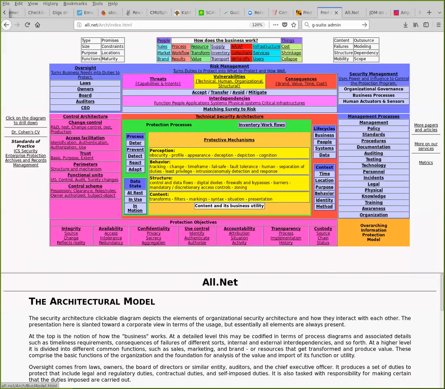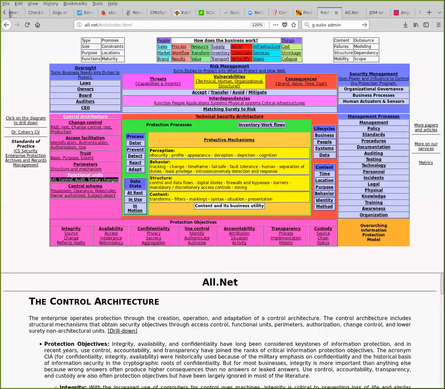We start out with how the business works, go through oversight and duties to protect, and use the duty to protect in affiliation with the risk management function to figure out what to protect and how well. You go through security management, which is a feedback system where the person in charge controls what goes on. And then we have various management processes, and then they operate to achieve protection objectives. In fact, this is a clickable diagram, so you can click on the diagram anywhere.